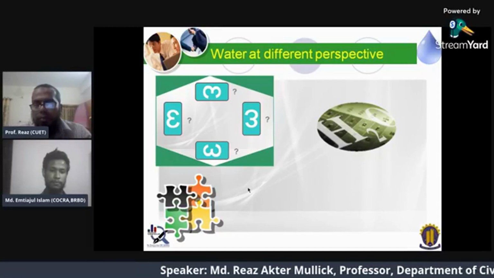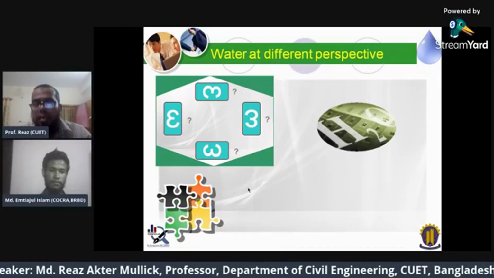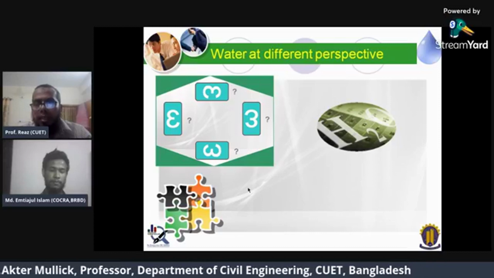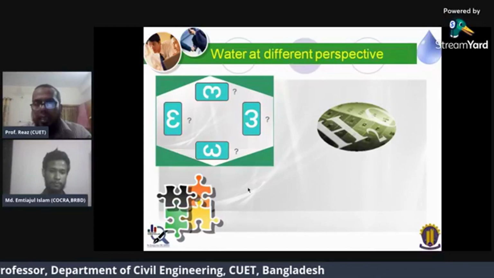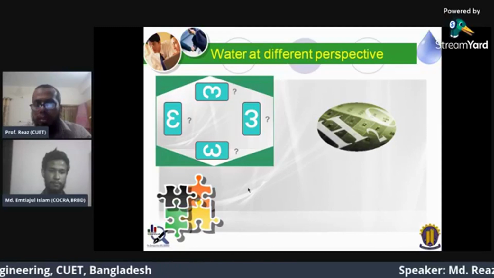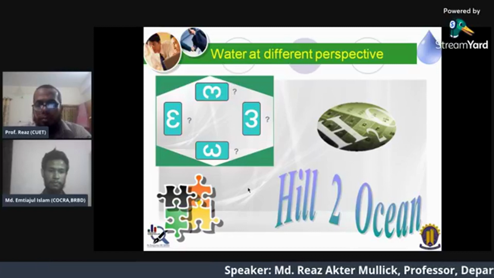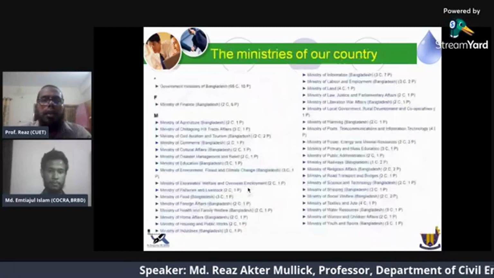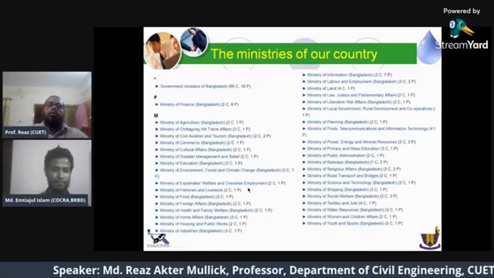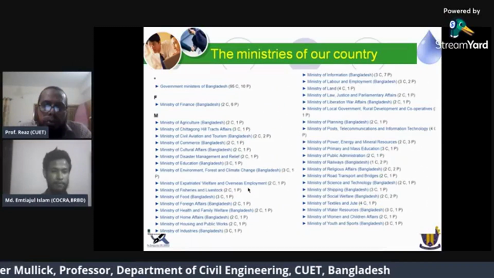And often we say H2O, the symbol of water, where H indicates the hill and O indicates the ocean, so it is hill to ocean. From hill to ocean, everything is related with water. Okay, so water is a multidisciplinary issue.